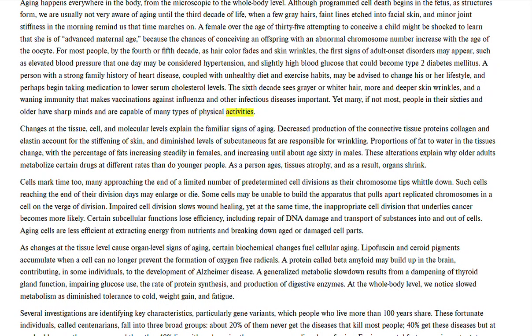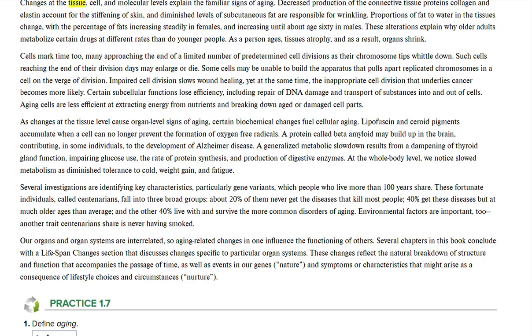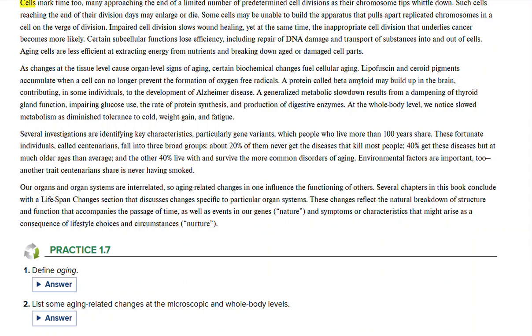Changes at the tissue, cell, and molecular levels explain the familiar signs of aging. Decreased production of the connective tissue proteins collagen and elastin account for the stiffening of skin, and diminished levels of subcutaneous fat are responsible for wrinkling. Proportions of fat to water in the tissues change, with the percentage of fats increasing steadily in females, and increasing until about age 60 in males. These alterations explain why older adults metabolize certain drugs at different rates than do younger people. As a person ages, tissues atrophy, and as a result, organs shrink.